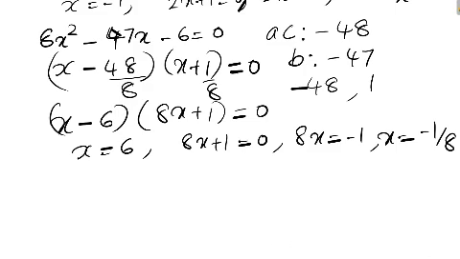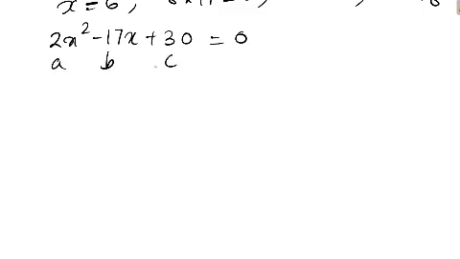Then again, another example with negative numbers. 2x square minus 17x plus 30 is equal to 0. Then first check whether the coefficient of x square is 1. It's not. It's 2. So this is A, this is B, this is C. A is 2, B is negative 17 and C is 30. So find AC. AC is 60 and B is negative 17.